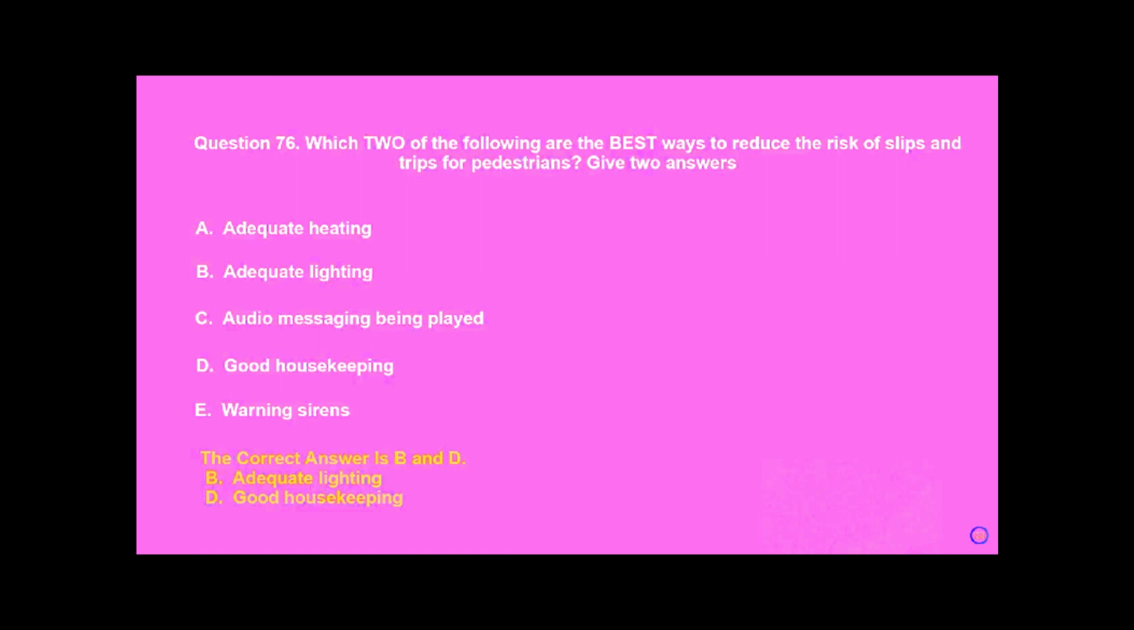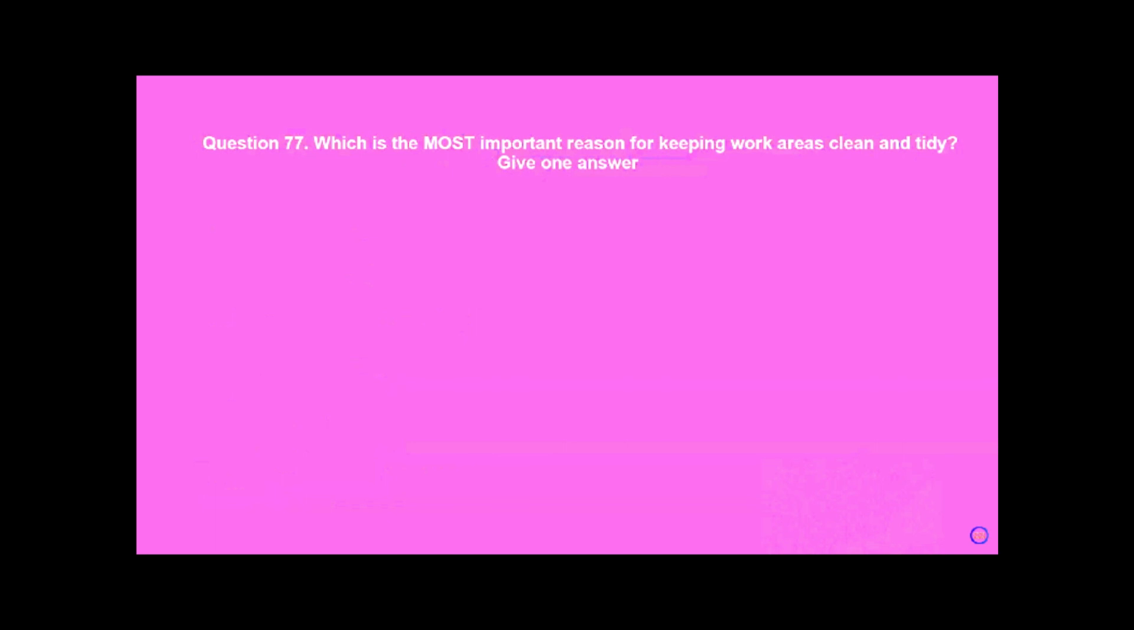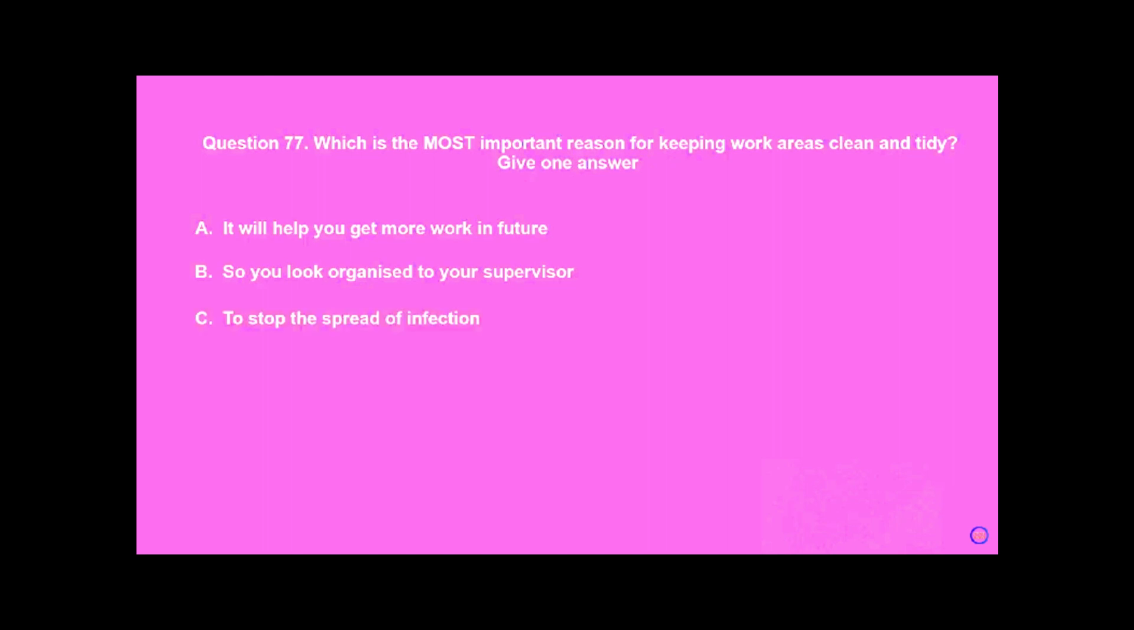Question 77. Which is the most important reason for keeping work areas clean and tidy? Give one answer. A. It will help you get more work in future. B. So you look organized to your supervisor. C. To stop the spread of infection. D. You will be less likely to have an accident. The correct answer is D. You will be less likely to have an accident.